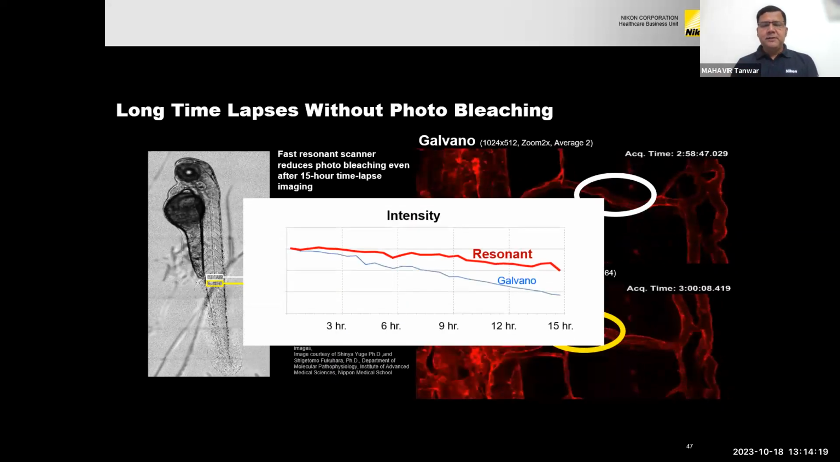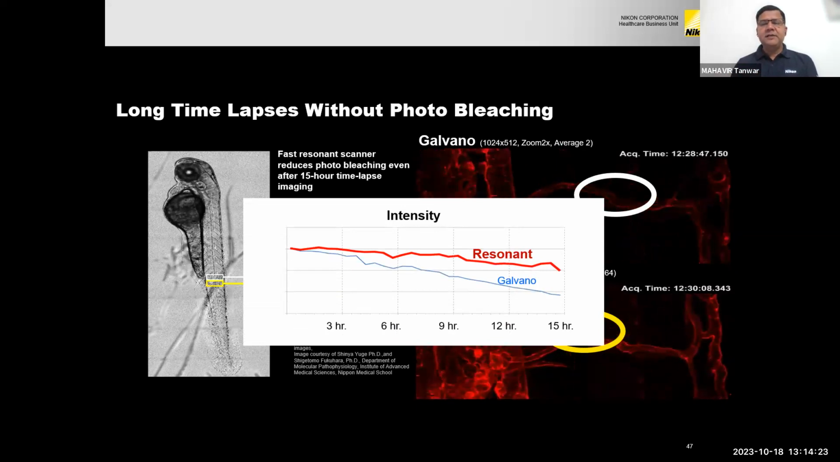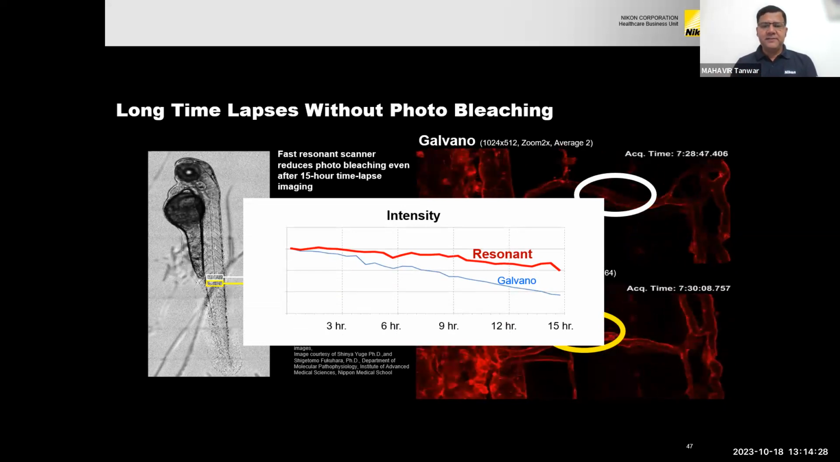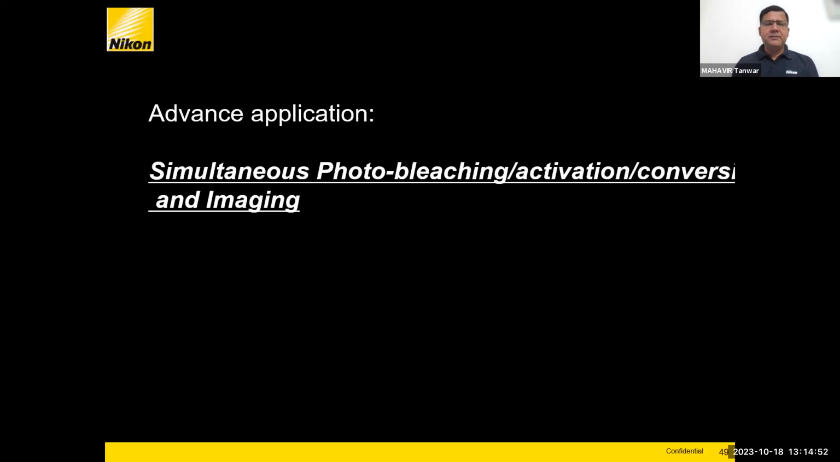So less bleaching. If you see, the rate of intensity drop in galvo is much higher in 15 hours with respect to the resonance scanner. So the resonance scanner can be used for long-term live cell imaging while maintaining the speed. As far as the speed is concerned, galvo maximum is 240 and a resonance scanner is 720 frames per second. That makes this product the fastest confocal currently in the world. These days, these applications are required for capturing many fast dynamics.